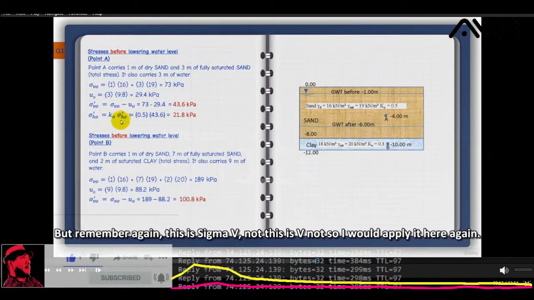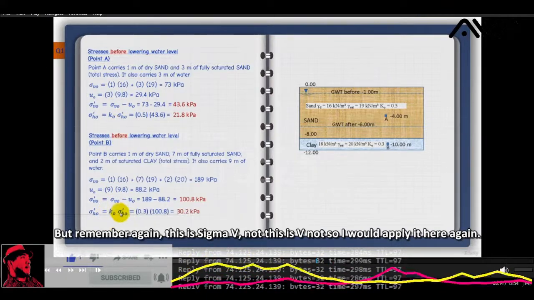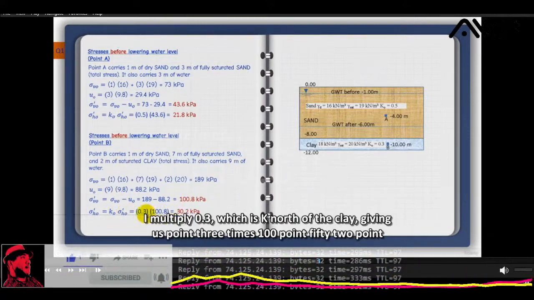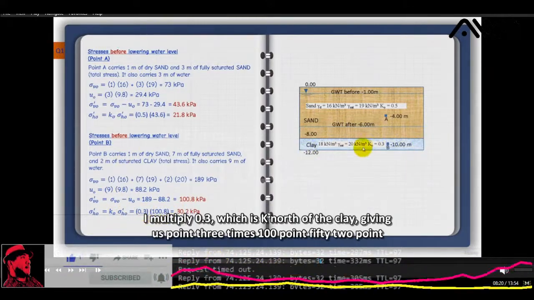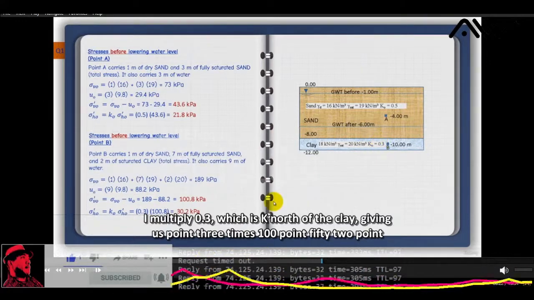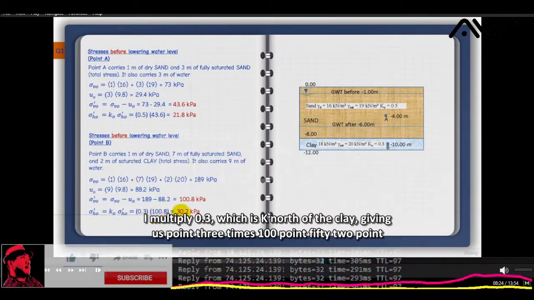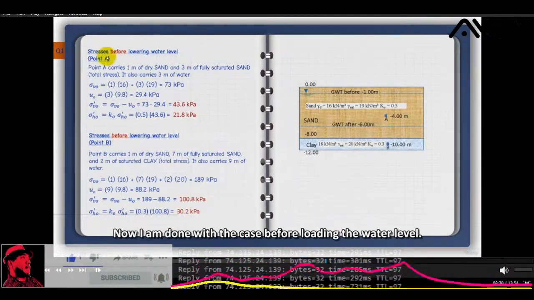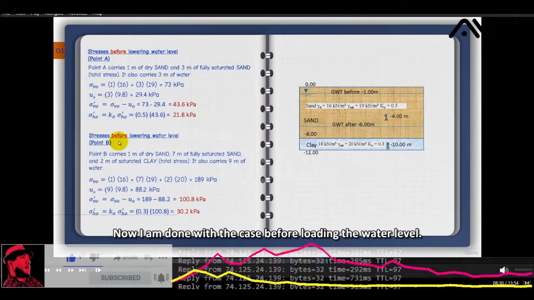naught, this is V naught. So I would apply it here, again this is V naught because it's a typo, just copy and paste. I multiply 0.3, which is K naught of the clay here, given as 0.3, times 100.8, 30.2 kPa. Now I am done with the case before lowering the water level.